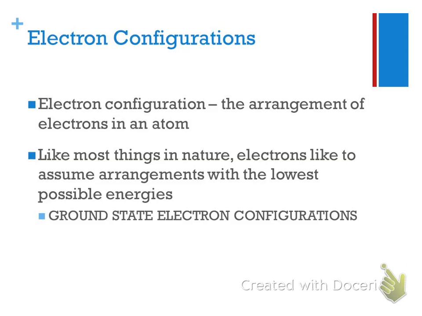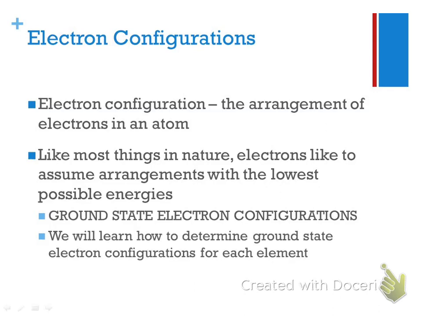These are called ground state electron configurations, which means we're not looking at elements or atoms with charges. We're not looking at anything extra. We're just looking at elements in their stable, neutral state. And we're going to learn how to do ground state electron configurations for every element. There are very simple patterns that we follow that our periodic table really helps us out with.